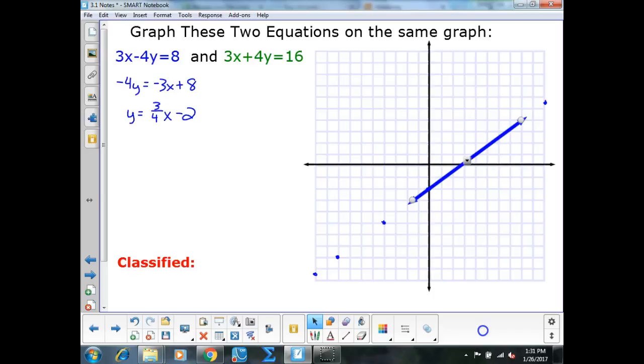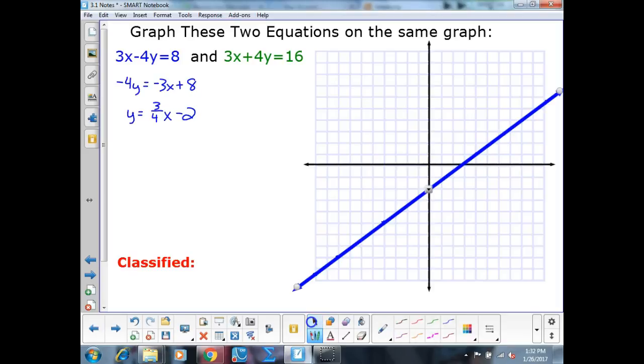Think about why that's not good. If it intersects down here somewhere, you don't have a line there. But if we draw it all the way across the graph, then we're covered. So draw it all the way across the graph and then some. Then we go on to the next one.